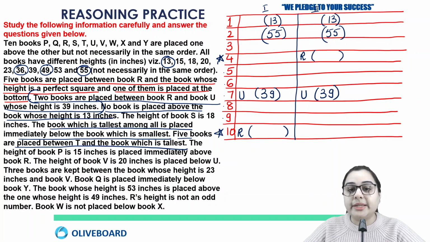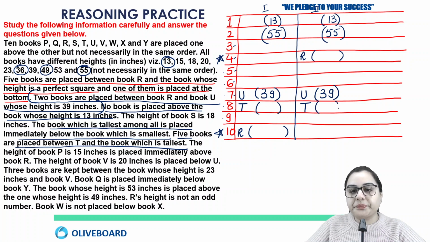So where can we write T now? Leaving 5 positions: 1, 2, 3, 4, 5. Okay, so we should be writing T here. Also in the second possibility, T should be written on 8th position. Okay, so with this we are done with writing T.